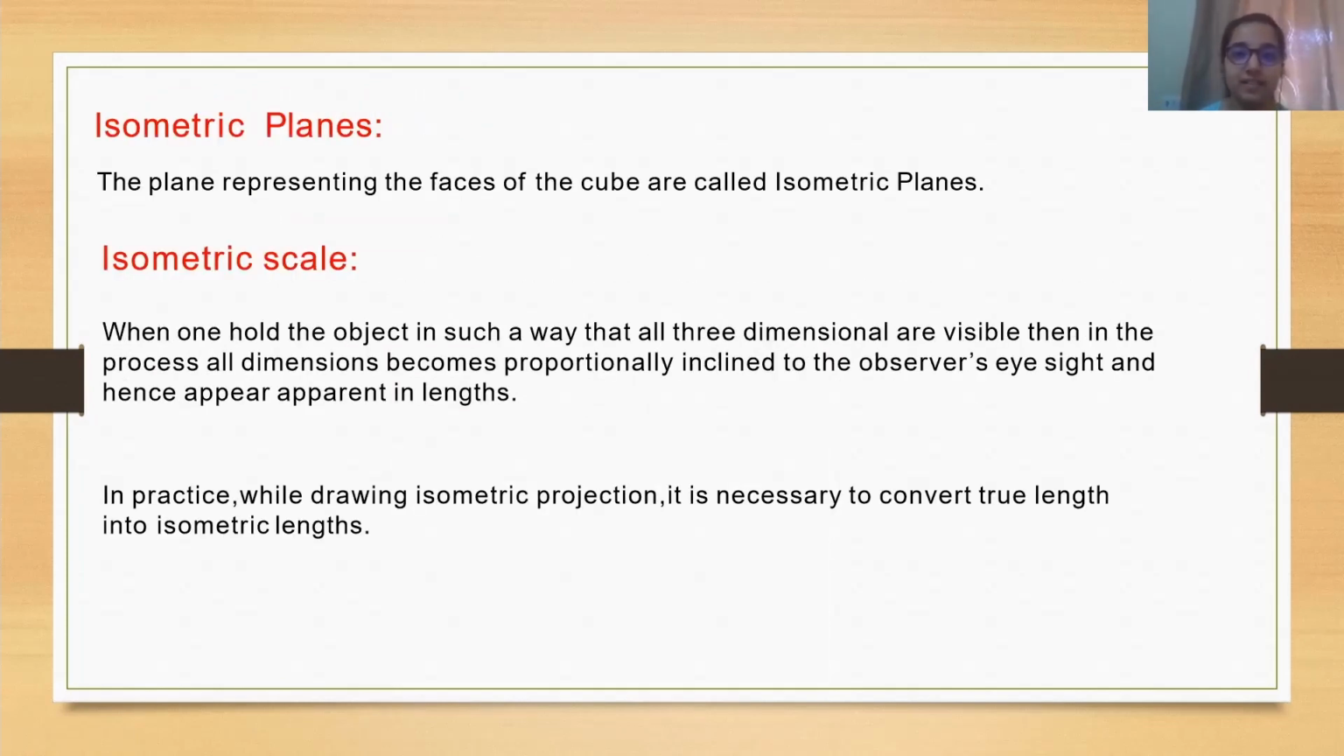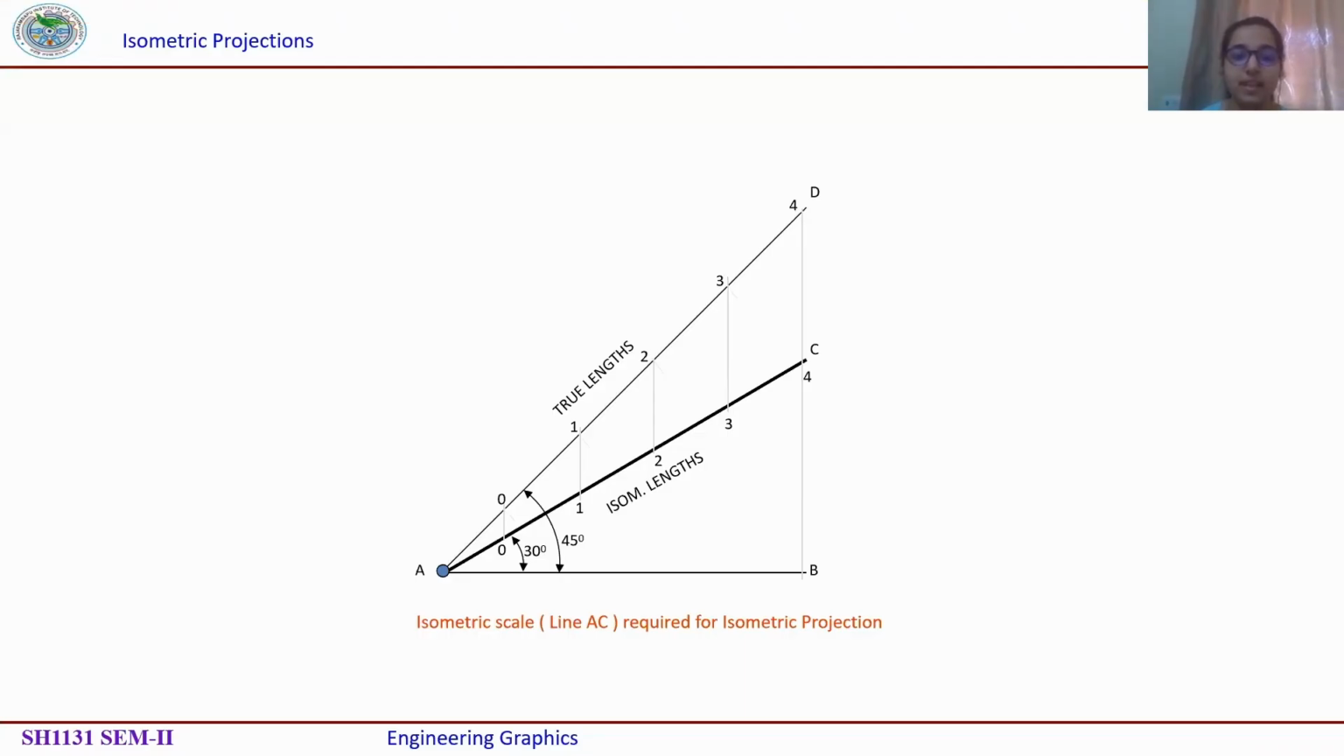Isometric planes. The planes representing the faces of the cube are called isometric planes. Isometric scale. When one holds the object in such a way that all three dimensions are visible, then in the process, all dimensions become proportionally inclined to the observer's eyesight and hence appear foreshortened. In practice, while drawing isometric projection, it is necessary to convert true length into isometric length. This diagram shows the difference between true length and isometric length.